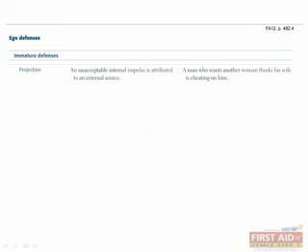Projection refers to an unacceptable internal impulse that is then attributed to an external source. For example, a man who wants to cheat on his wife then goes on to accuse his wife of cheating on him.